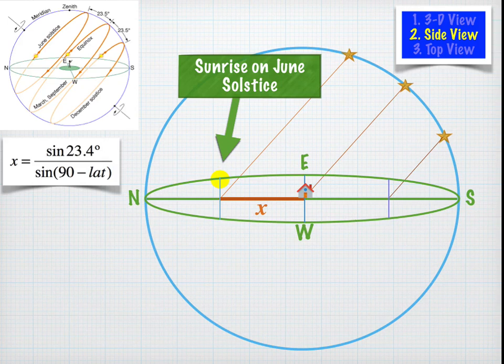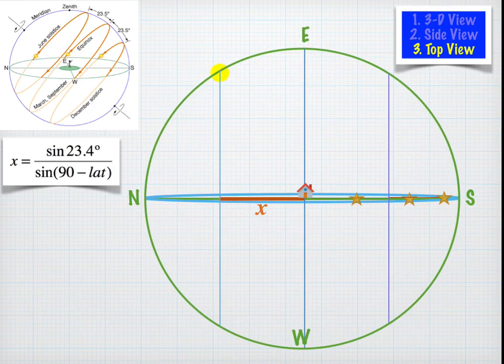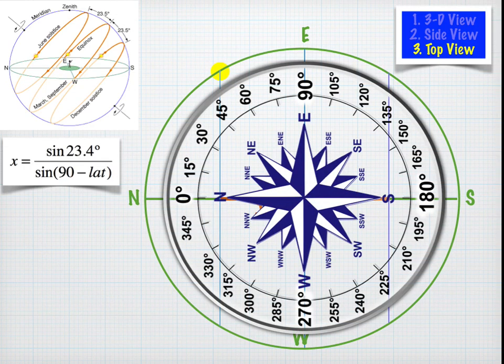Okay, so we're going to pay attention to that yellow spot. That's the sunrise on the June solstice. And we're going to transition over to a top view. Okay, so there's that yellow spot. We're going to lay a compass rose down there, and we are trying to find the azimuth of that sunrise.